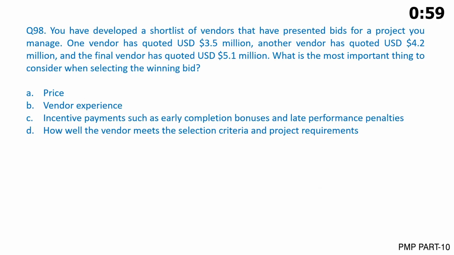You have developed a short list of vendors that have presented bids for a project you manage. One vendor has quoted $3.5 million, another vendor has quoted $4.2 million, and the final vendor has quoted $5.1 million. What is the most important thing to consider when selecting the winning bid? A. Price. B. Vendor experience. C. Incentive payments such as early completion bonuses and late performance penalties. D. How well the vendor meets the selection criteria and project requirements.